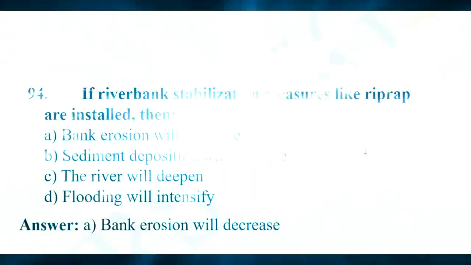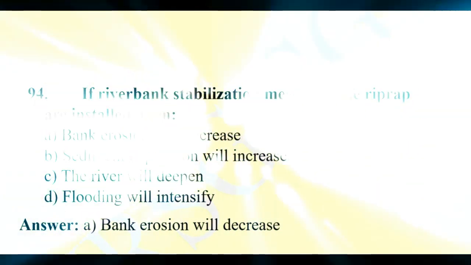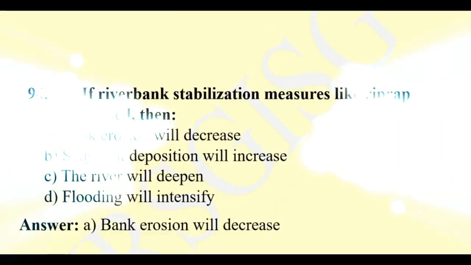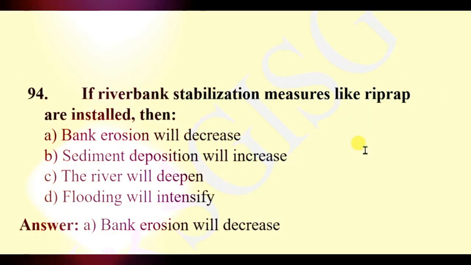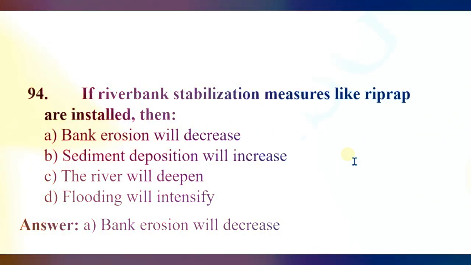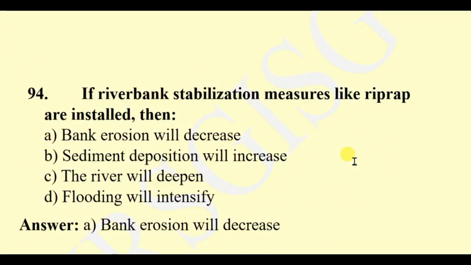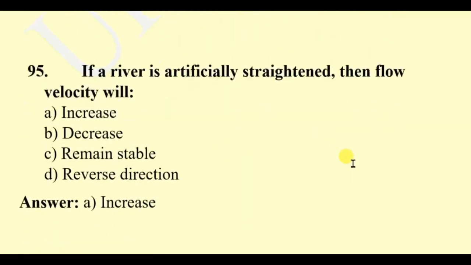Question 94. If riverbank stabilization measures like riprap are installed, then bank erosion will decrease, sediment deposition will increase, the river will deepen, or flooding will intensify. The right answer will be the bank erosion will decrease.